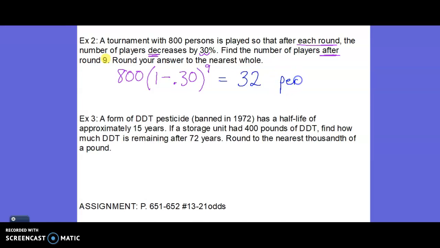Persons, players, whatever unit you want to use is fine with me. I think you guys know me by now as well, as I don't even take points off for incorrect units. I probably should, but I don't.